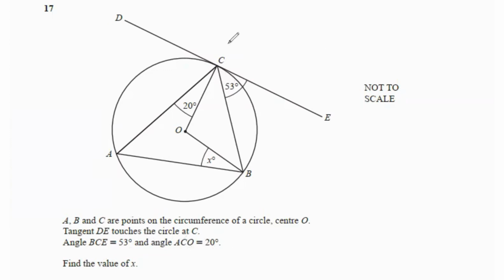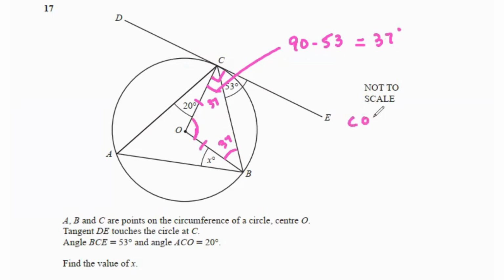So the 90-degree angle will be with the radius over here. So this small angle can be found using 90 minus 53, which is going to equal 37 degrees. This is the radius, this is the radius, which means if that is 37, this is also going to be 37.